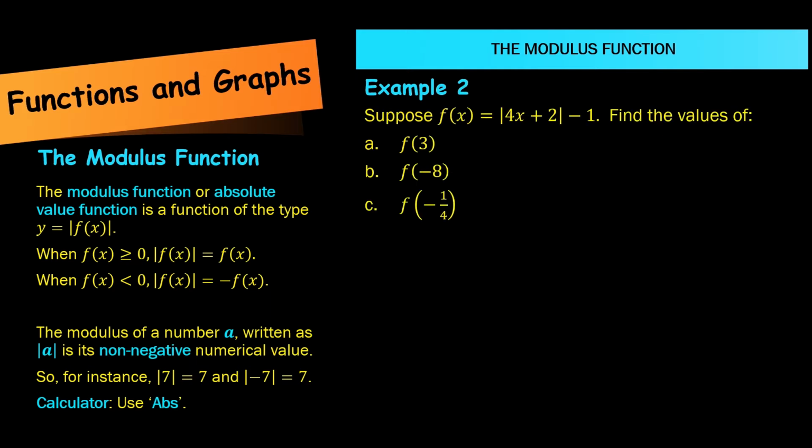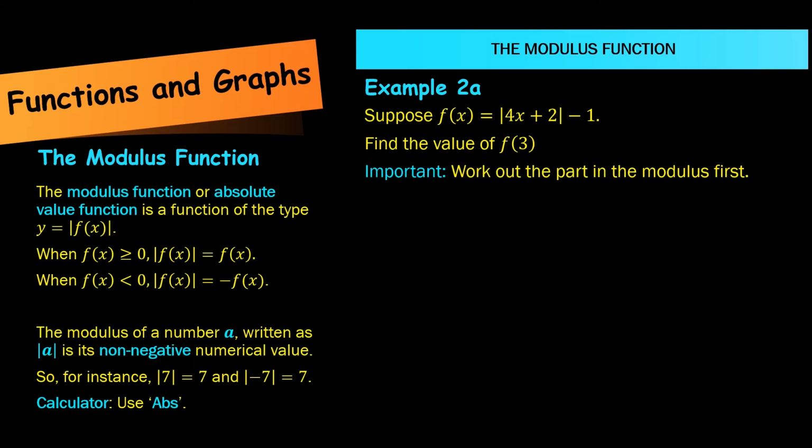And now for the next example. Pause the video and have a go. Press play when you're ready to view the solutions. So in this example, we suppose that f of x equals mod 4x plus 2, minus 1, as shown on your screen. And then we're required to find the values of f of 3, f of minus 8, and f of minus 1 over 4. When solving this, it is important to work out the part in the modulus first, and then the rest.